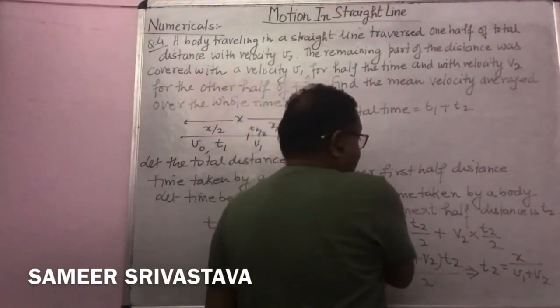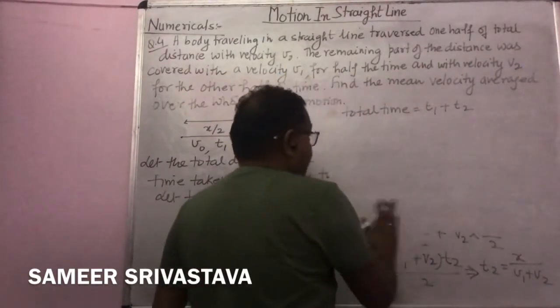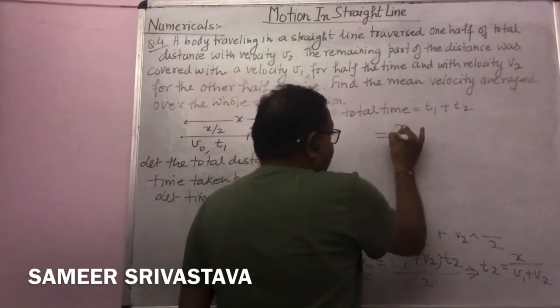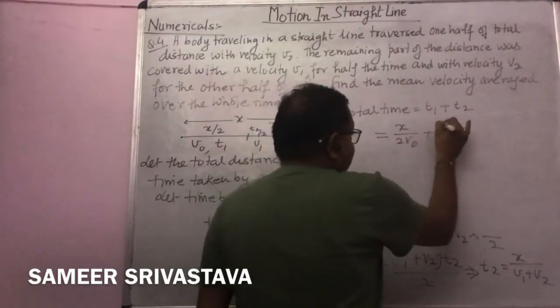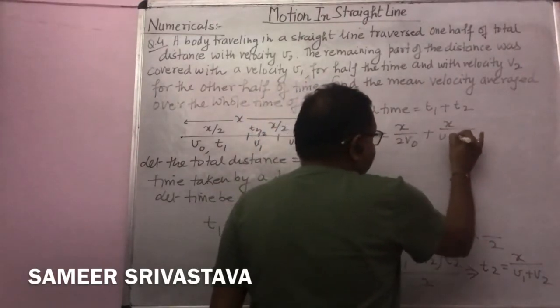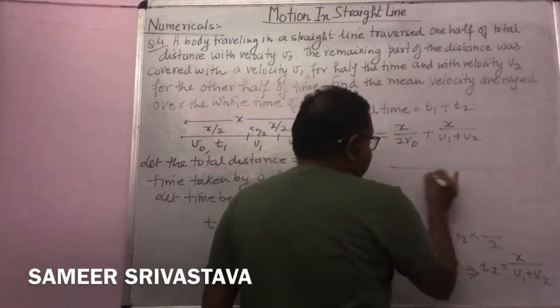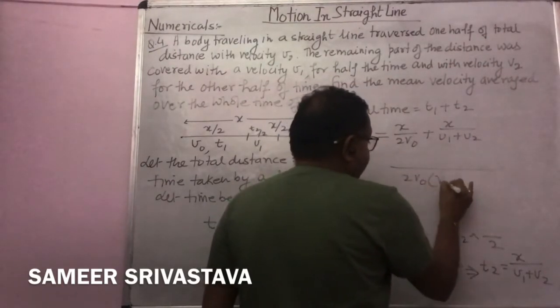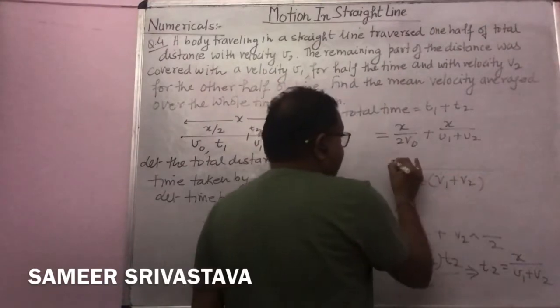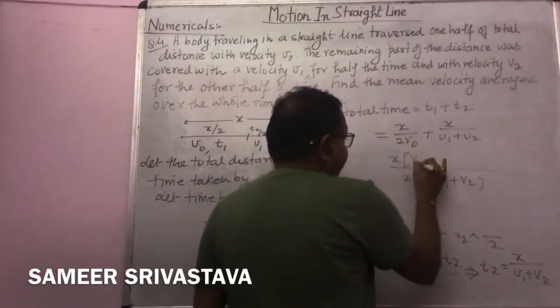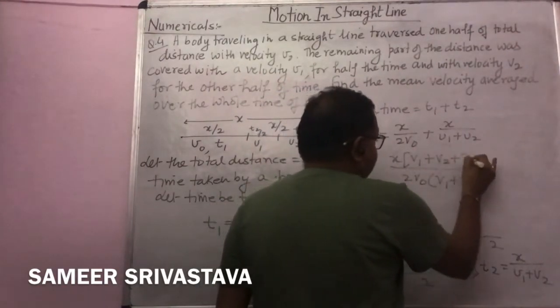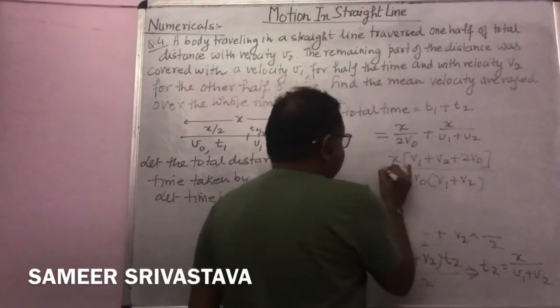Put the values here. I am going to rub it. x upon 2v naught plus x upon v1 plus v2. Now take the LCM. 2v naught times v1 plus v2 is the LCM. So here we get v1 plus v2 plus 2v naught. Now this is the total time.